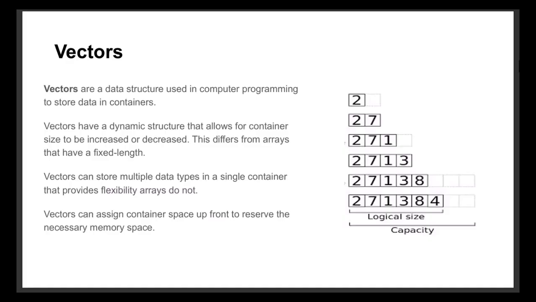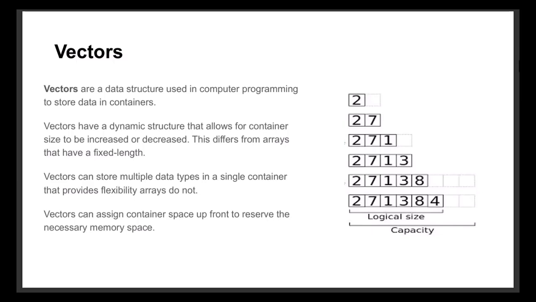Let's contrast that with a vector. A vector is a data structure that allows us to increase or decrease the length of a data type within a single container. Arrays will have a fixed length. Once we create an array, the indexing value will be the same throughout the program. With vectors, we can have a dynamic structure where we can increase or decrease the amount of elements contained within, depending on the needs of our program.